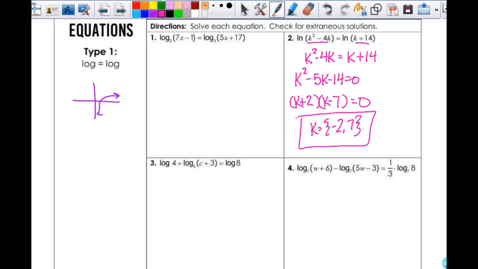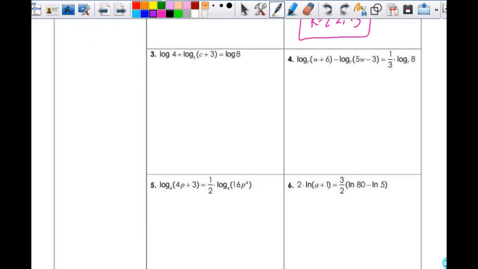Easy enough? All right, so then let's look at number 4. If you take the log of a negative at all, then you can't do that. It doesn't matter what size. That's what makes it extraneous. Exactly. All right, so now let's look at number 4.